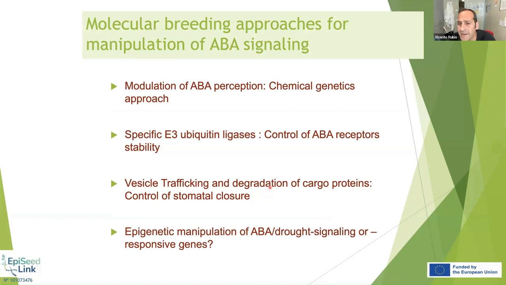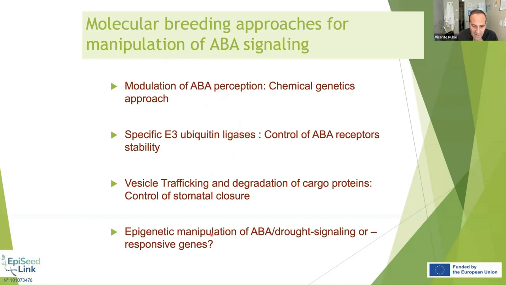So just to summarize, I have shown you different approaches that aim to control overall ABA perception and signaling in a way that allows control of many different transcriptomic but also physiological responses. As I said, this is a very complex response, so it's important to control the key regulators of the pathway, in this case the ABA receptors, by controlling their levels by overexpression, their activity using ABA agonists that specifically activate certain ABA receptors or engineered ABA receptors, and the stability of ABA receptors by the canonical ubiquitin pathway or by the vesicle trafficking pathway, to regulate the stomatal closure and avoid water loss.